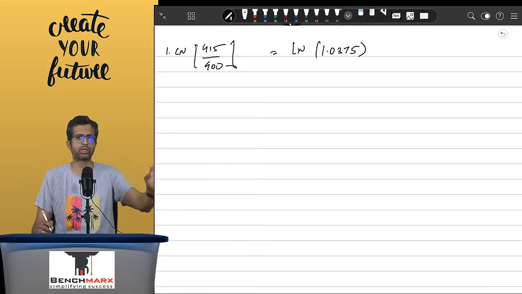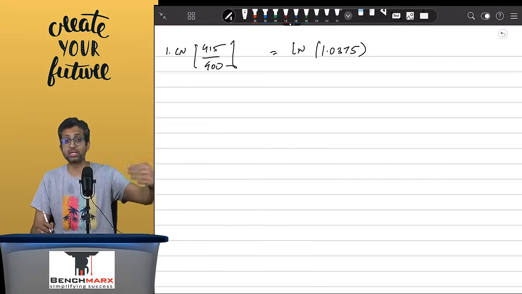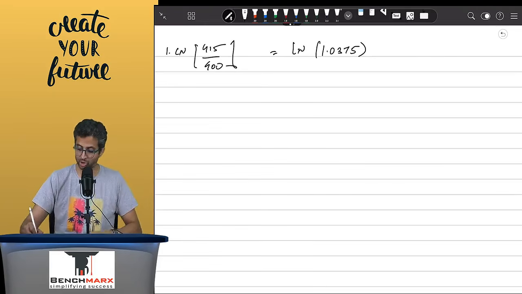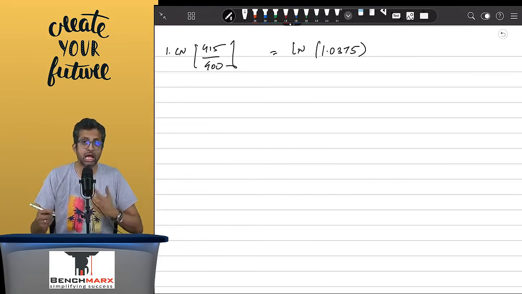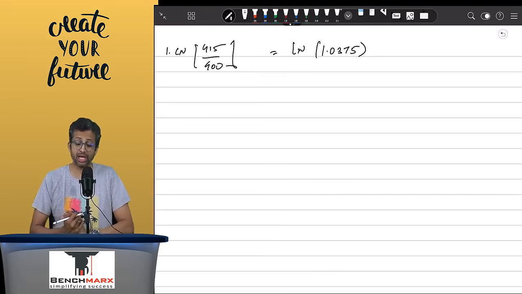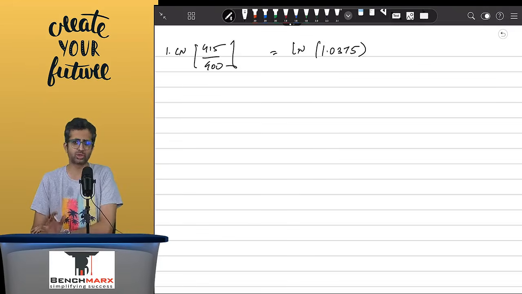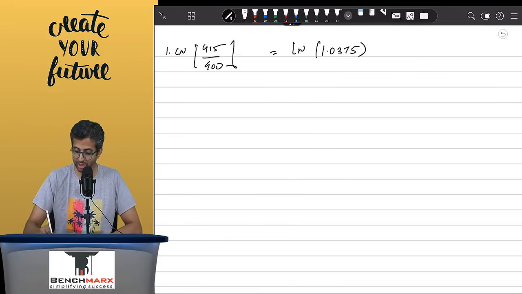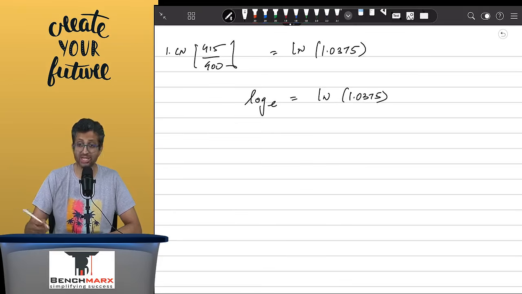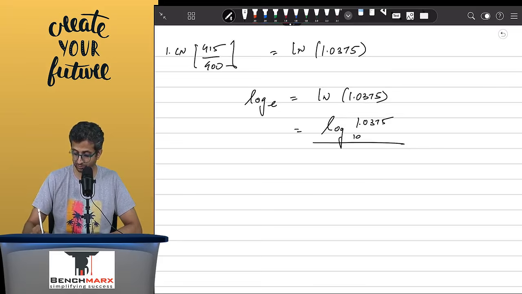Now what do you mean by natural log? Natural log means log to the base e. Usually every log that you find is log to the base 10, but this number is nothing but log to the base e. There is a change of base rule that you can apply to change the base to 10, because everything that you study is based on base 10. So the natural log of 1.0375 will be log of 1.0375 to the base 10 upon log of e to the base 10.